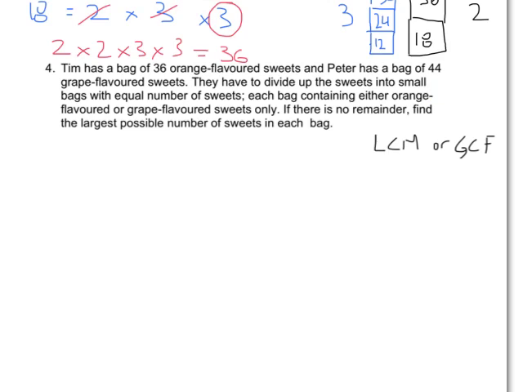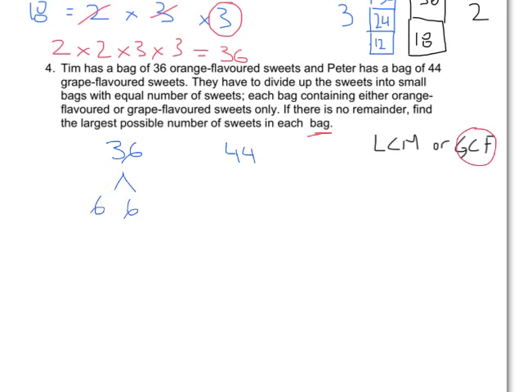Okay, so this problem is very similar to the first one we did with the cookies. And the goal here is to have no extra sweets and find the largest possible number of sweets in each bag. So again, I think here we're going to do the greatest common factor and find the number of bags that we're going to hold all our sweets together without having any extra sweets hanging out. All right, so again, we'll jump into prime factorization here. So 36 and 44.